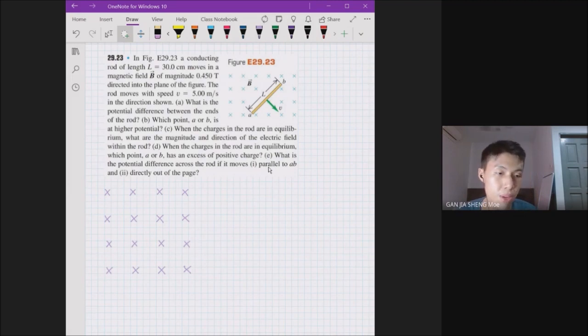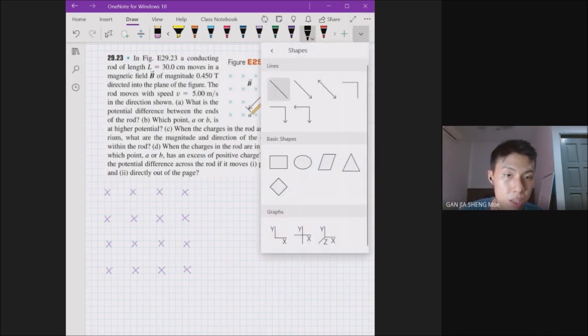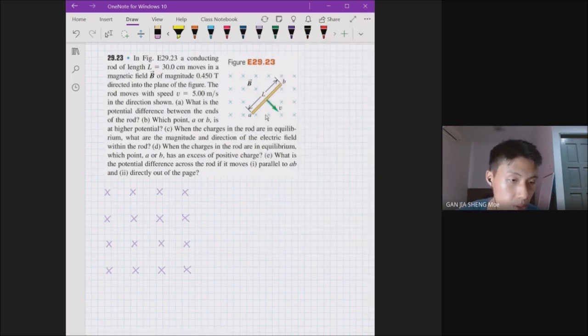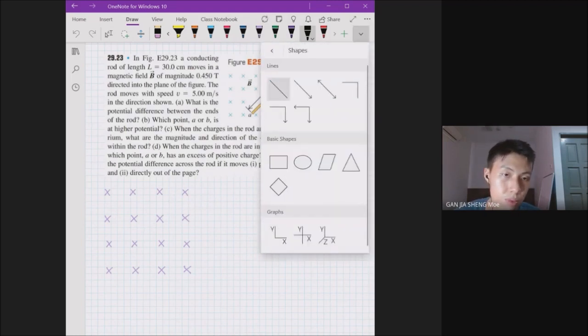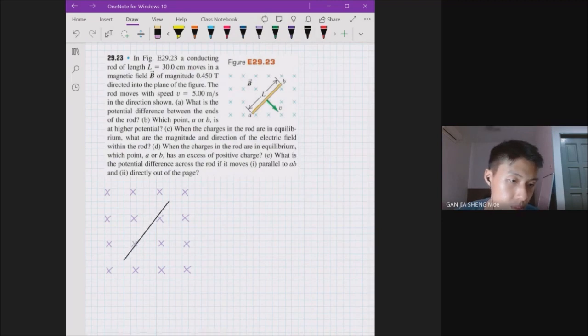Okay, so this is the magnetic field. Then I have a conducting rod of length 30 cm. So the conducting rod, I represent it with this black line over here, and this line over here is 30 cm in length.